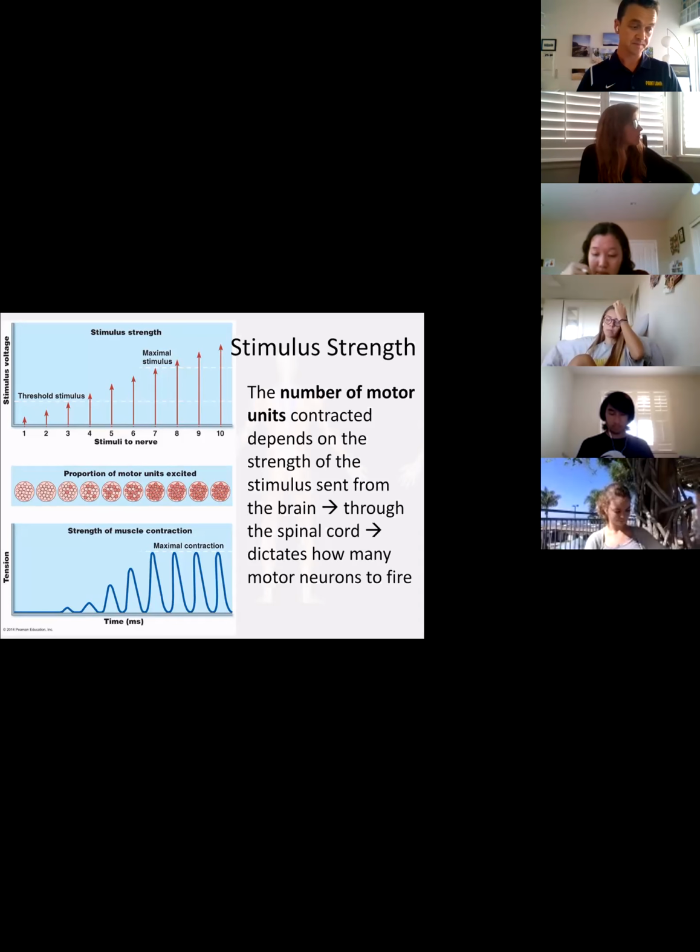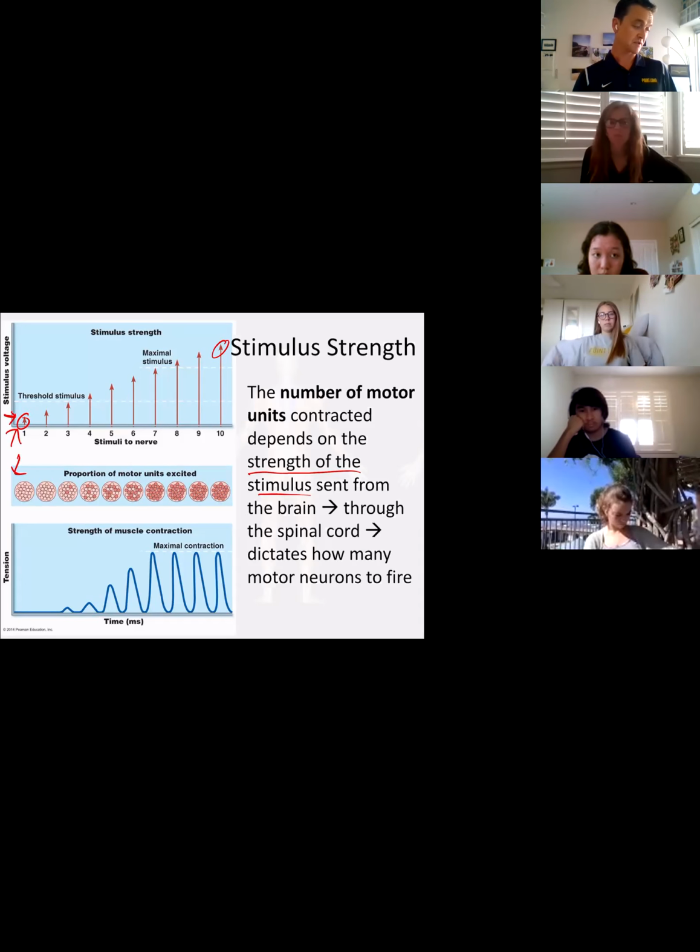So stimulus strength is an important part that's going to dictate the number of motor units contracted. The number of motor units contracted depends on the strength of the stimulus sent from the brain. This image shows a small stimulus all the way up to a big stimulus. We might have a very low stimulus like this first one. And this is referring to how many motor units are actually contracted within the muscle. You can see if the stimulus is too small, it's below the threshold and we don't get any contraction at all, right? None of those motor units contract.